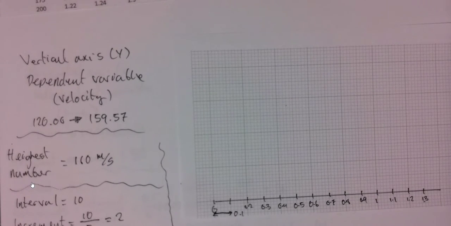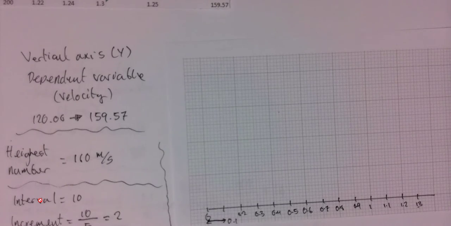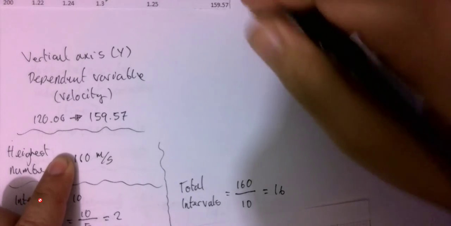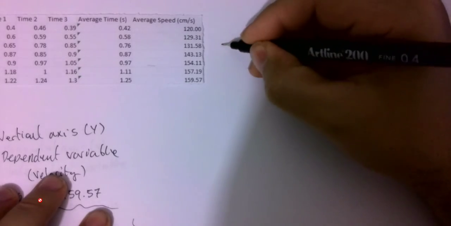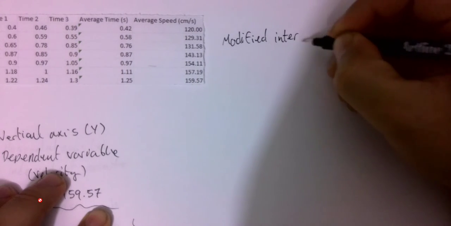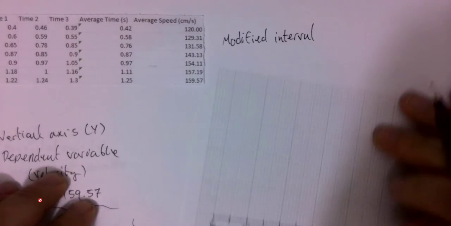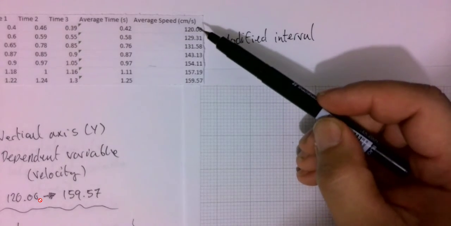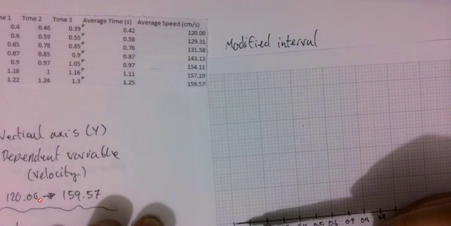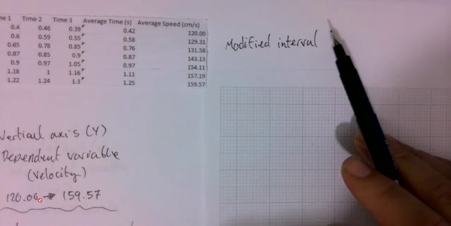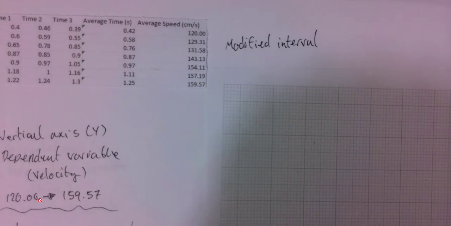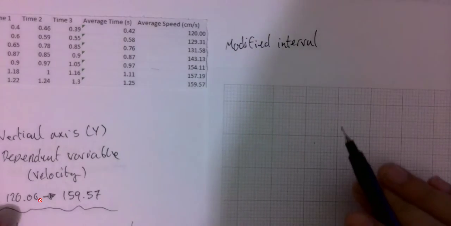So I'm going to have to modify this. Whether we can create a modified interval here, is by choosing the lowest number and making that the place where it starts. So rather than starting at 0, we'll start at 120. And we can do this in science as long as we indicate that. In mathematics, you've got to show the entire scale. So let's have a look at how we do our modified interval.